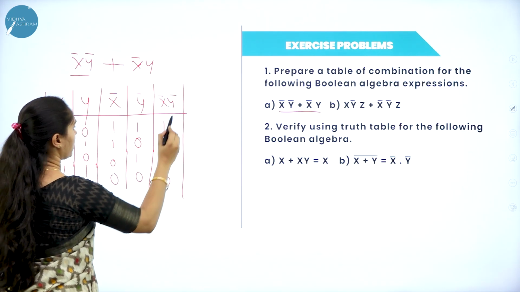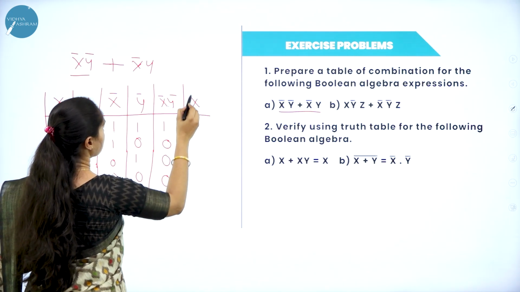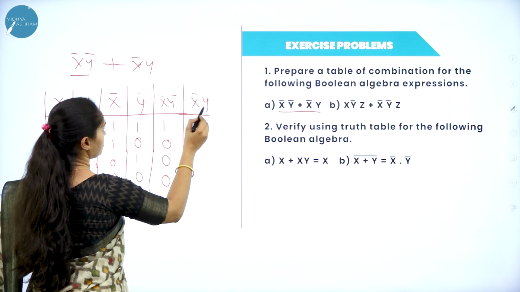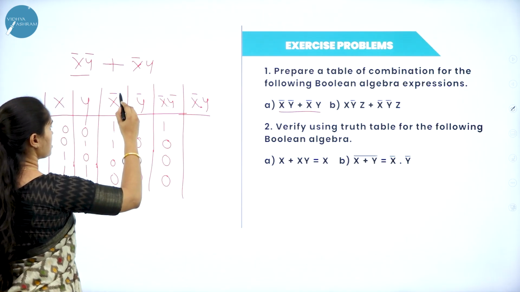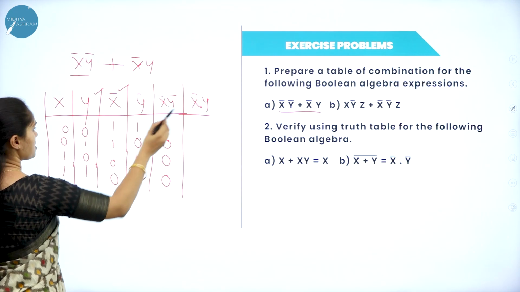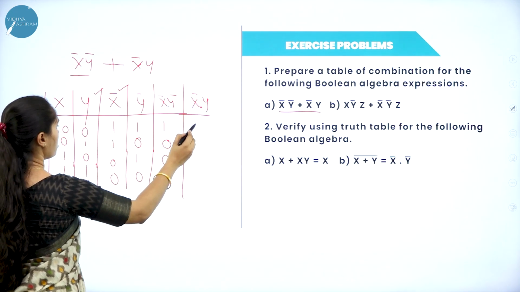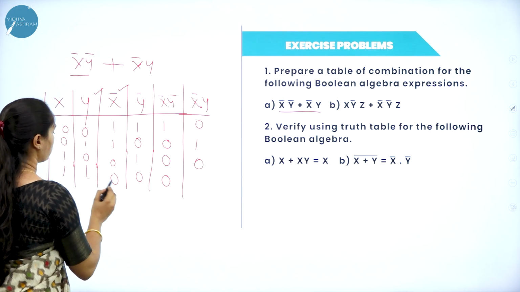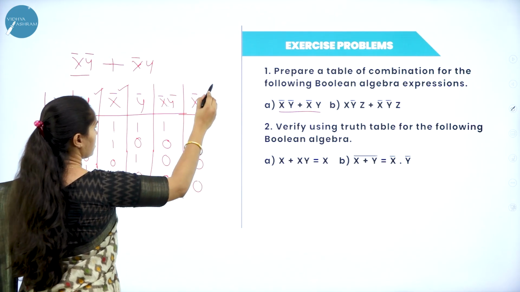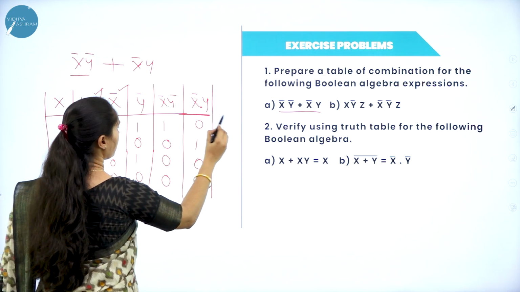Then I am going to find the value of x bar, y. If nothing is in between, that is considered as multiplication here. x bar, y. So this is x bar, this is y. I just need to take the product. So 1 into 0, 0. 1 into 1, 1. 0 into 0, 0. And 1 into 0, 0. This is related to x bar, y.